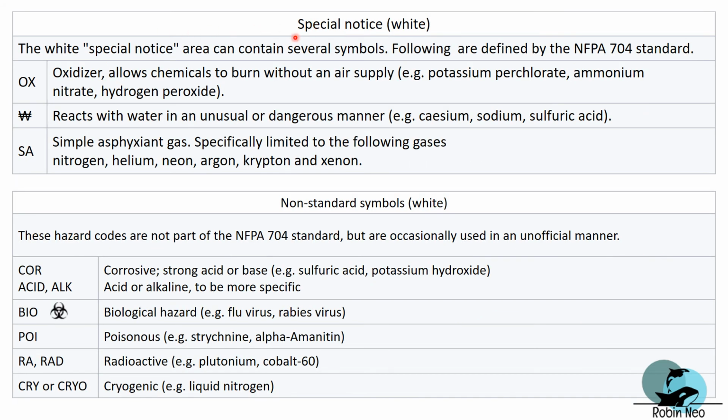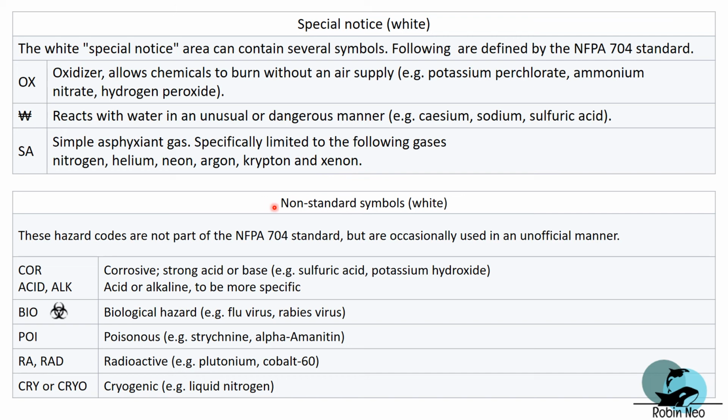Special notice is given in fourth section or cube shown by white color. The white, special notice, area can contain several symbols. The following symbols are defined by the NFPA 704 standard. OX means oxidizer. It allows chemicals to burn without an air supply, such as potassium perchlorate, ammonium nitrate, and hydrogen peroxide. Cross W means it reacts with water in an unusual or dangerous manner, like cesium, sodium, and sulfuric acid. SA means simple asphyxiant gas, like hydrogen, nitrogen, helium, neon, argon, krypton, and xenon.